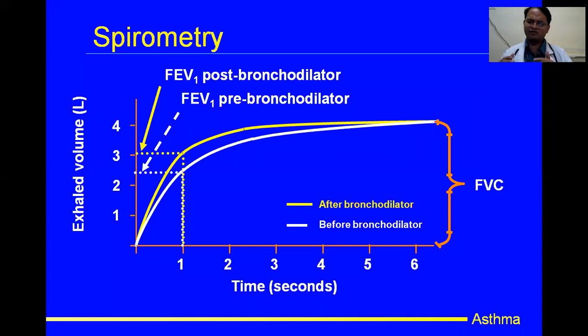Compared to the initial FEV1, the second time when the asthmatic patient repeats the test, there will be improvement in FEV1 by more than 12%. So this shows that the patient's airways are showing the features of bronchial asthma.